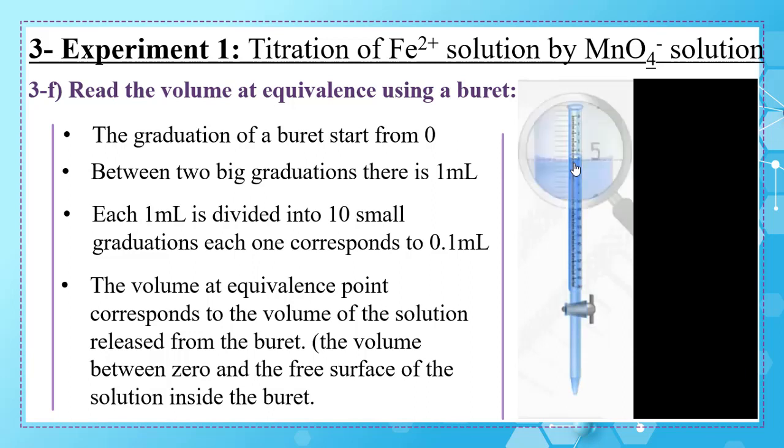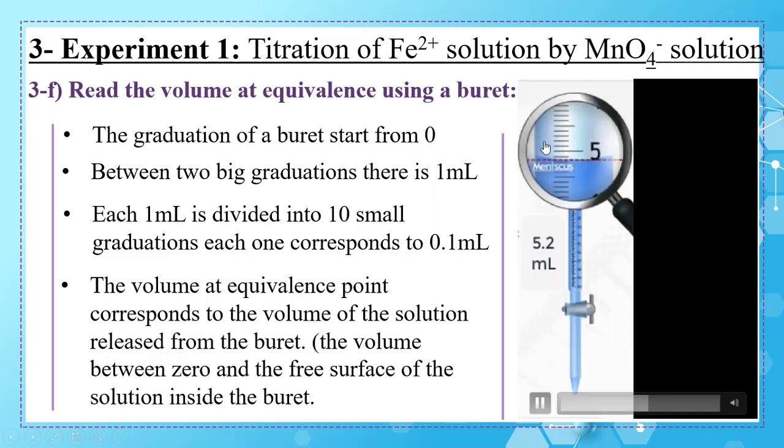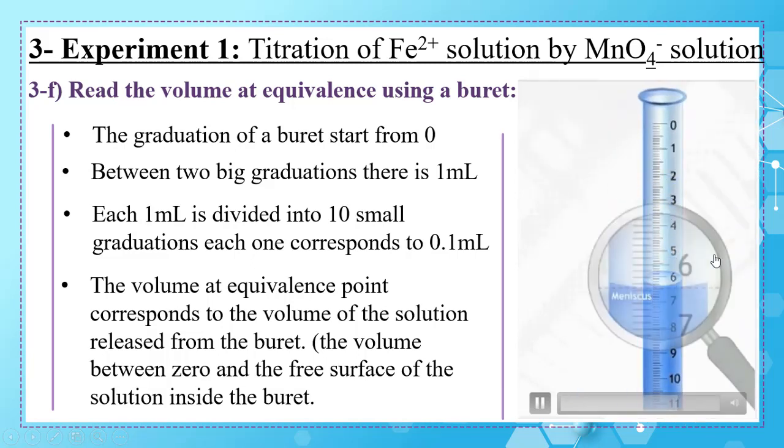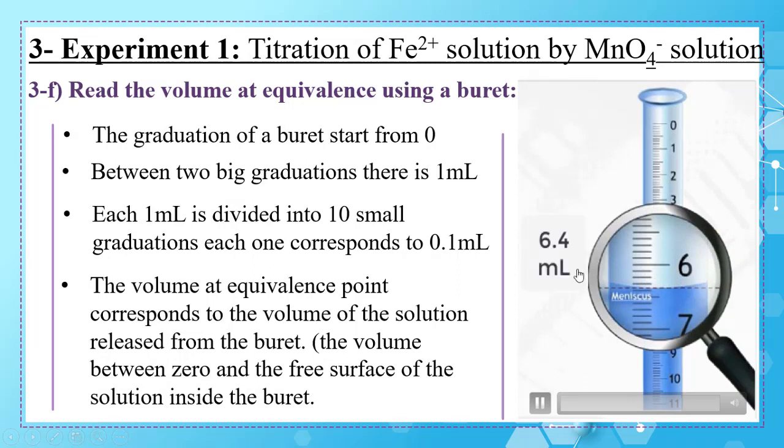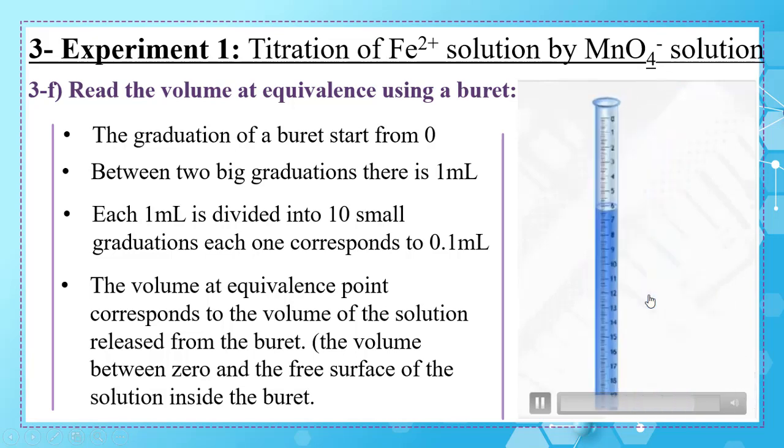The solution in the burette forms a concave surface, and we should read the volume that is tangent to this concave surface. So in this case it is 5.2, because it is concave and tangent to 5.2. In this case we can see that the surface is tangent to 6.4.